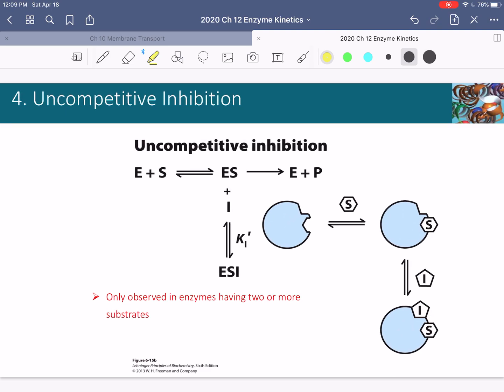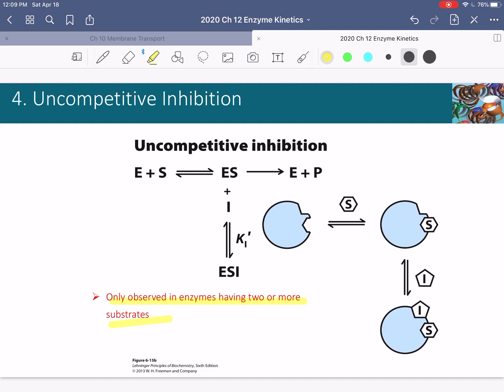Here's another example of uncompetitive inhibition. One of the hallmarks of uncompetitive inhibition is it's only observed in enzymes that have two or more substrates. That's not really shown in this cartoon, but what is shown is another way of representing the cartoon in the last slide, which is the enzyme substrate complex is the target of the inhibitor, and it interferes with the way that the enzyme binds to its substrate.